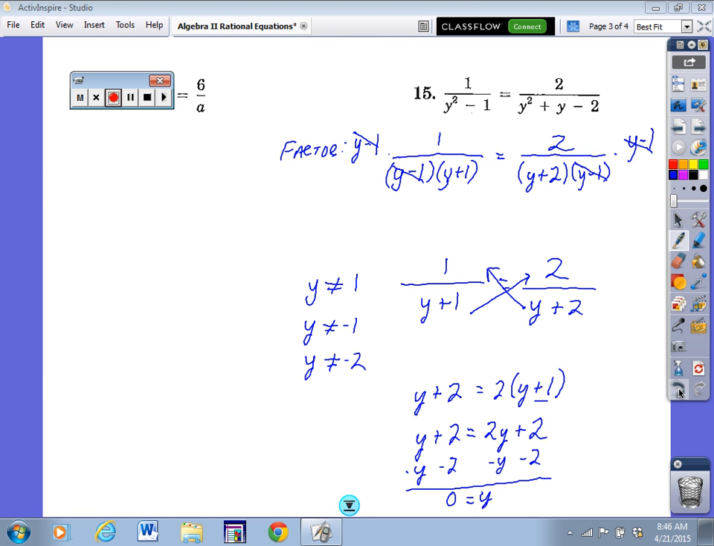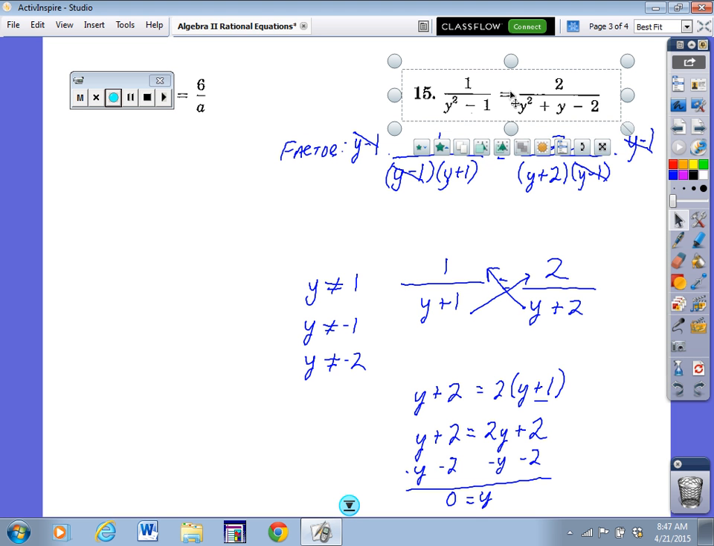And if I plug in 0, 0 minus 1, that gives me 1 over negative 1. Then I have 0 plus 0 minus 2. 2 over negative 2 is also negative 1. So 0 turns out to be a solution. Now, if I actually do this without the factoring on the front end, let's look and see what happens. And this is just because we start with quadratic functions in the denominator.